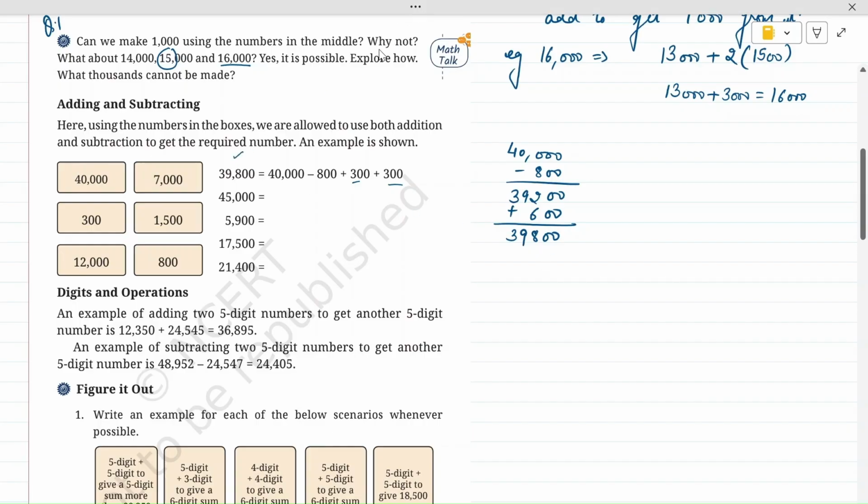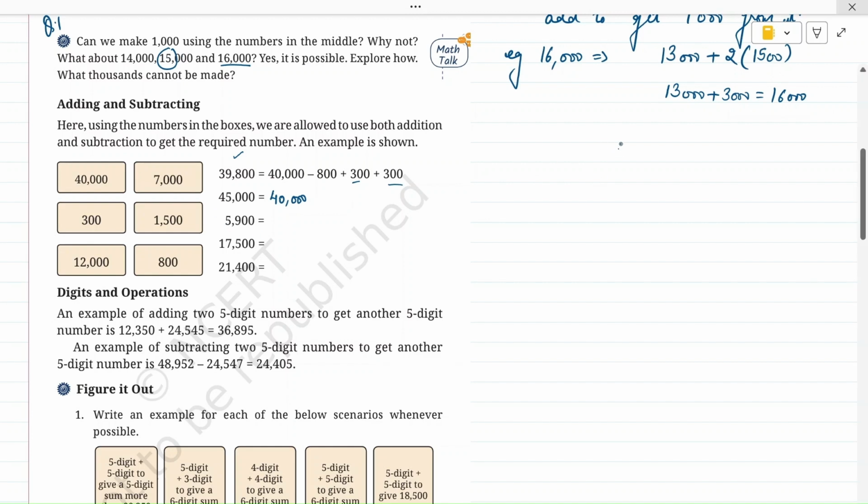So I hope this is clear. What we have done is we are using these numbers, the numbers in orange, and we are getting the other numbers. Okay, so now let us try to do these questions. First one is 45,000. So kids, since we have 40,000, we can directly use it first. So let's try to make this 40,000 into 45,000.